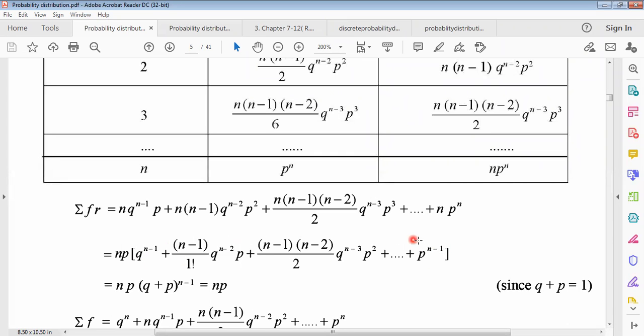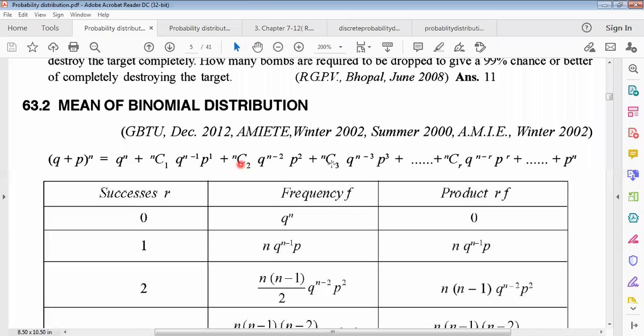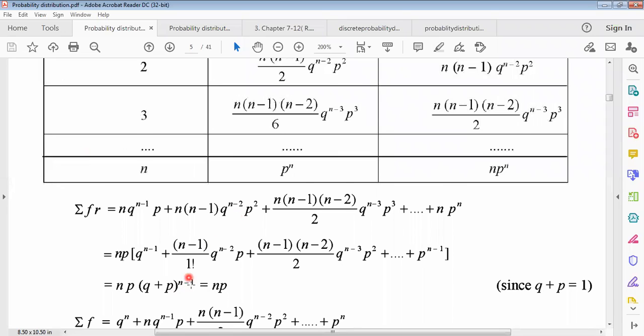So it is another binomial series from the binomial theorem. This is the binomial expansion. So this can be written as q plus p whole to the power n minus 1, just using this binomial series, and the power will be n minus 1.